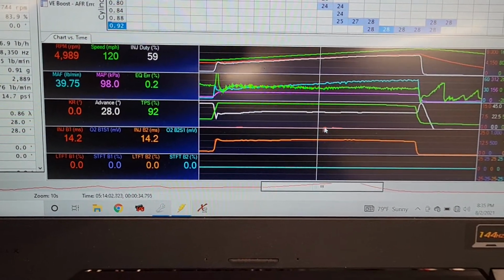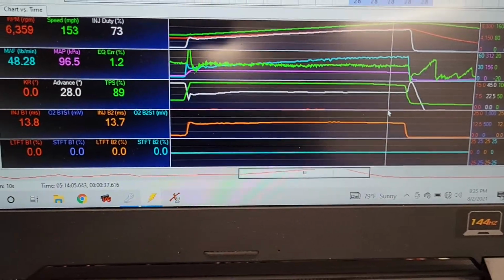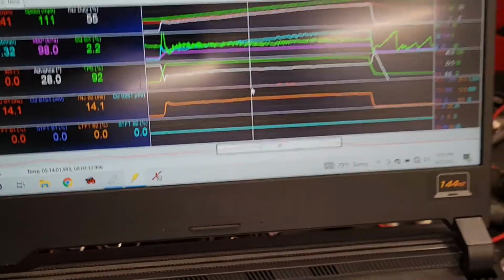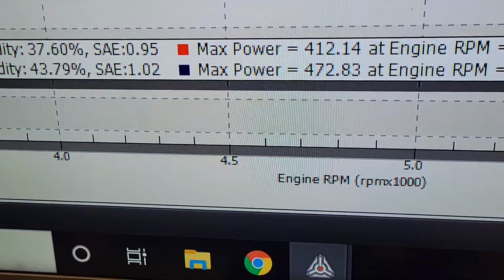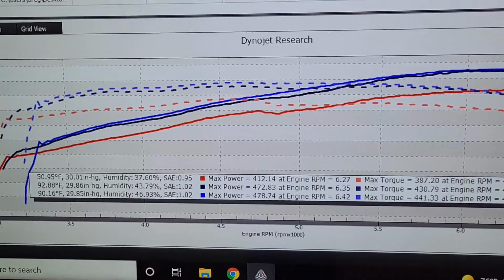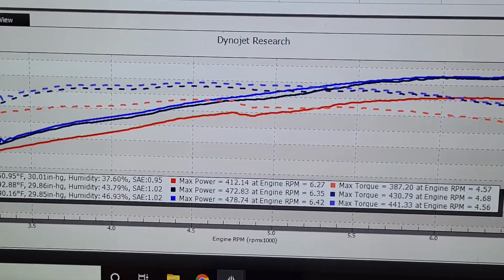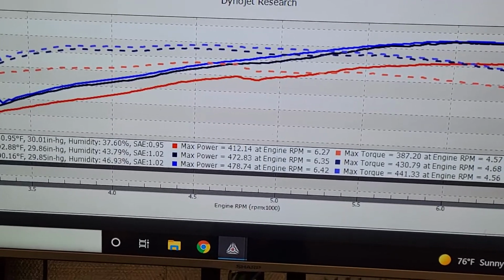24, 28. We did get some little dribbles, okay? 28 degrees. Now, what does that do to the power? Well, not quite as much as you would think, if we're being honest. So let's go ahead and clear that. Now, you definitely make more power, but you don't make that much more power.